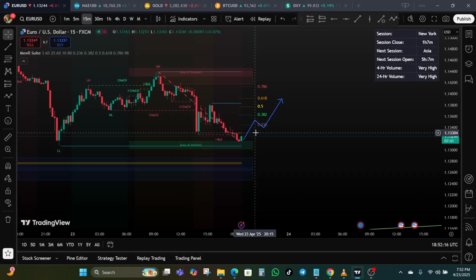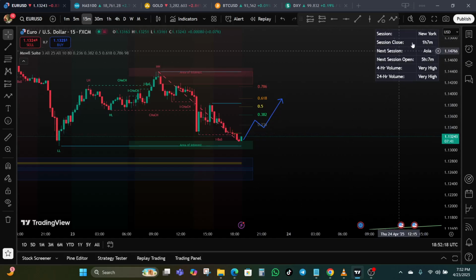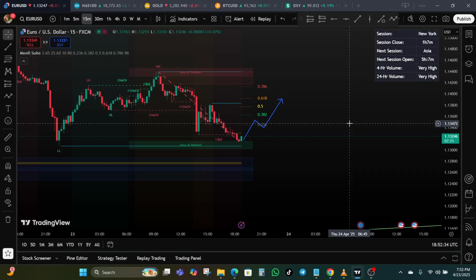Let's not forget that this indicator also gives you valuable information concerning the current session, the current session's close, the next session open, and how many hours are left. And then the 4-hour volume and 24-hour volume. Very valuable information given by this indicator. That is the breakdown of the Mxwll Price Action Suite trading strategy, a clean, high-level system designed for serious traders.